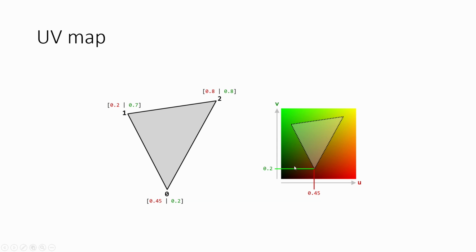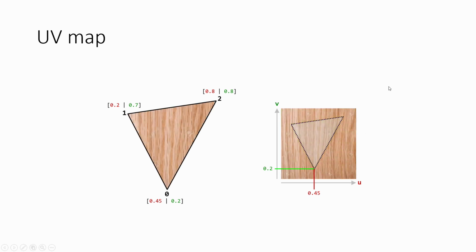So you can see here that this bottom point, 0.2 V puts it there, and 0.45 U puts it there. You do it for all the other ones, and now if you overlay a texture, that's how the texture is going to show up on your model. This is what we just saw in real time.